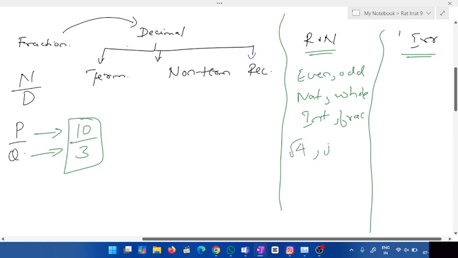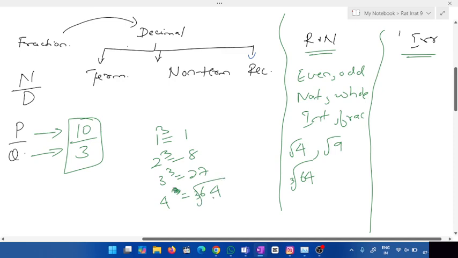For example, square root of 4, square root of 9, cube root of 64. What's the cube root of 64? 1 cube is 1, 2 cube is 8, 3 cube is 27. What is 4 cube? 4 cube is 64. If 4 cube is 64, what will be the cube root of 64, students? The answer is 4. Therefore, all the perfect square numbers and perfect cube numbers come under rational.